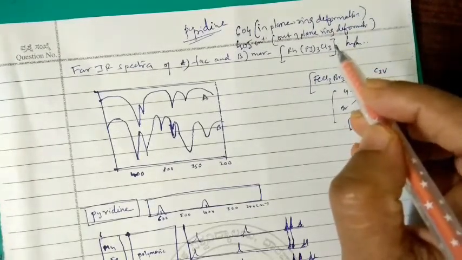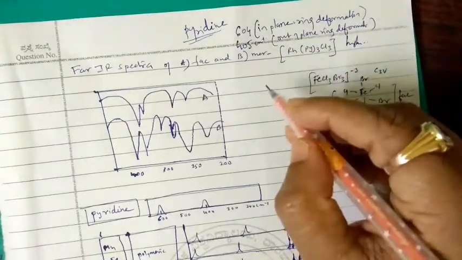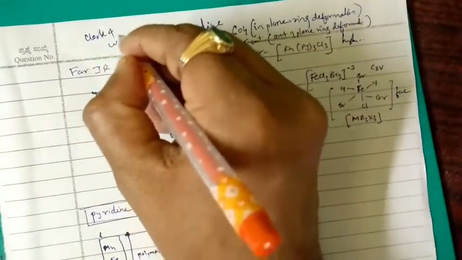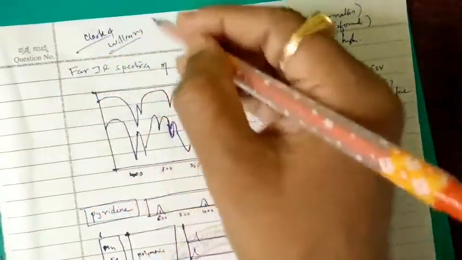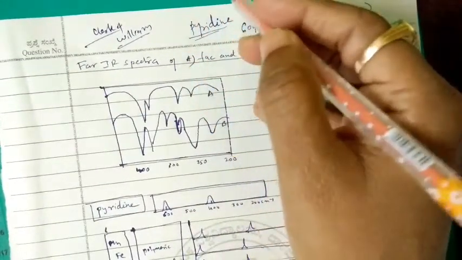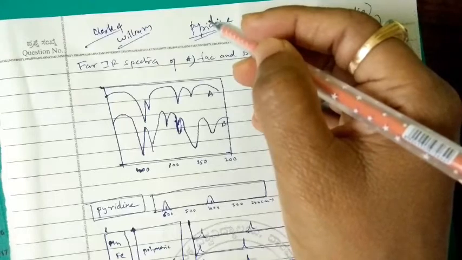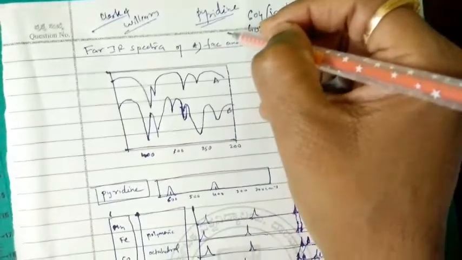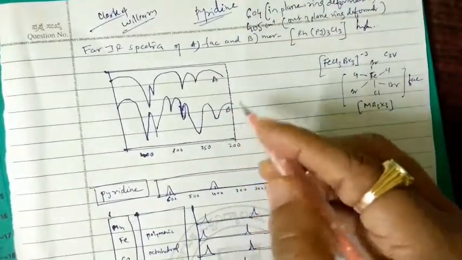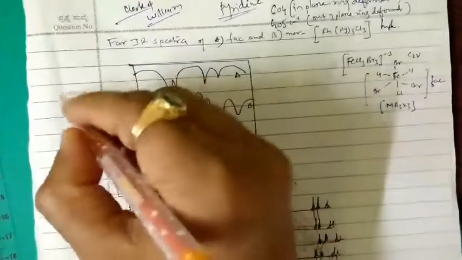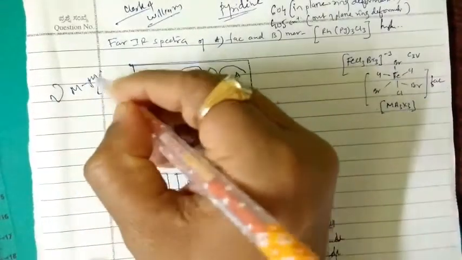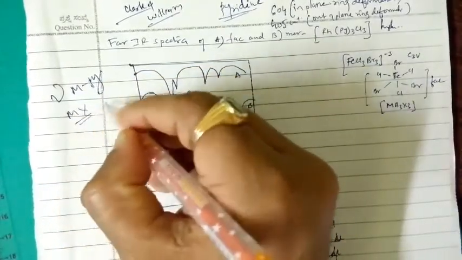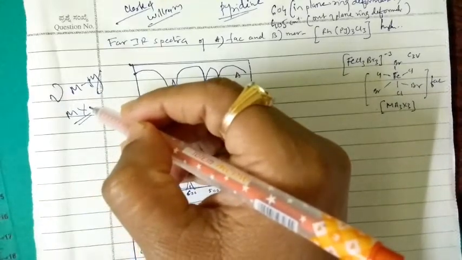This was first observed by Clark and Williams, and they carried out this experiment in a far infrared study on the metal pyridine complexes. They showed some of the vibrations. The main vibrations are the metal to pyridine vibrations and those of metal to halide, MX, as we have seen in the previous video also.